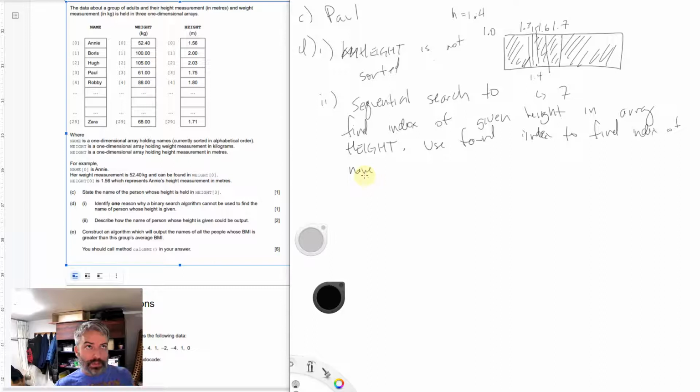But if I really want to make the grader clear about what I'm going to do here, I would say, for example, if height is, and let me look at the table, if height is 88, the index for that is, what would you say for 88, should be 4.